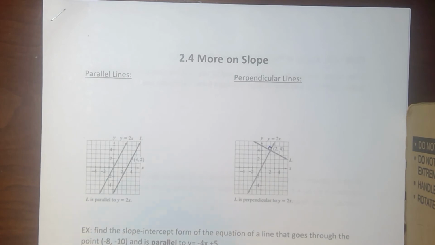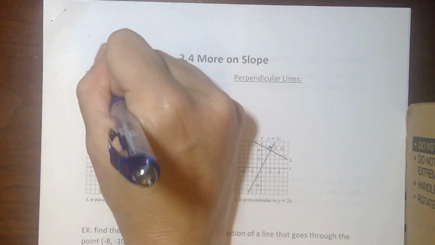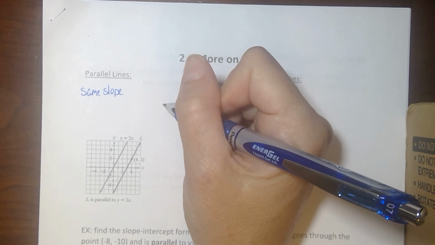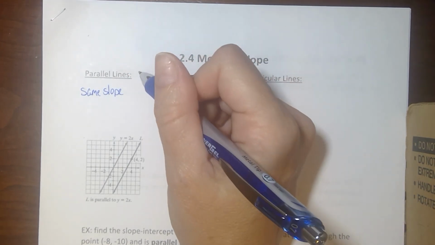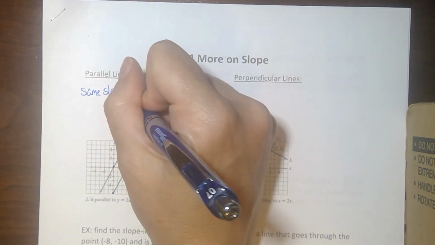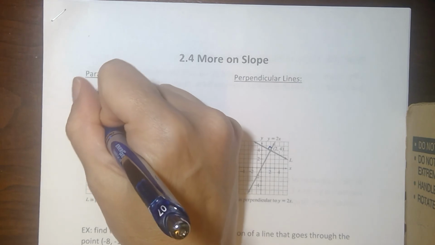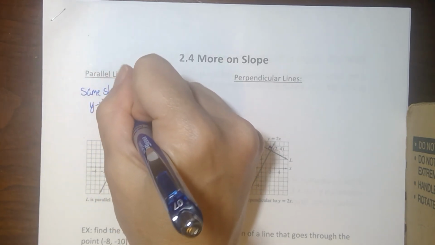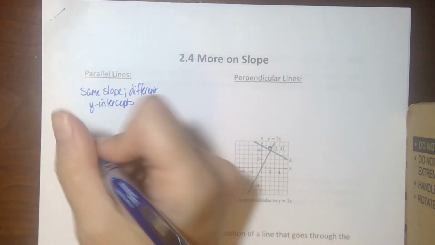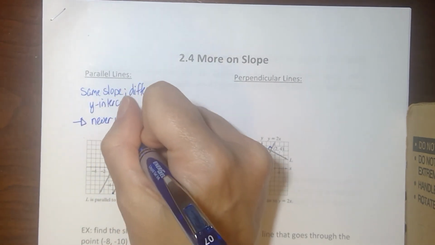So by definition, parallel lines are lines in the same plane that never cross. They never cross because they have the same slope. They are slanted to the same degree. Although they have the same slope, I see that they have different y-intercepts. Because they have the same slope, they will never intersect.